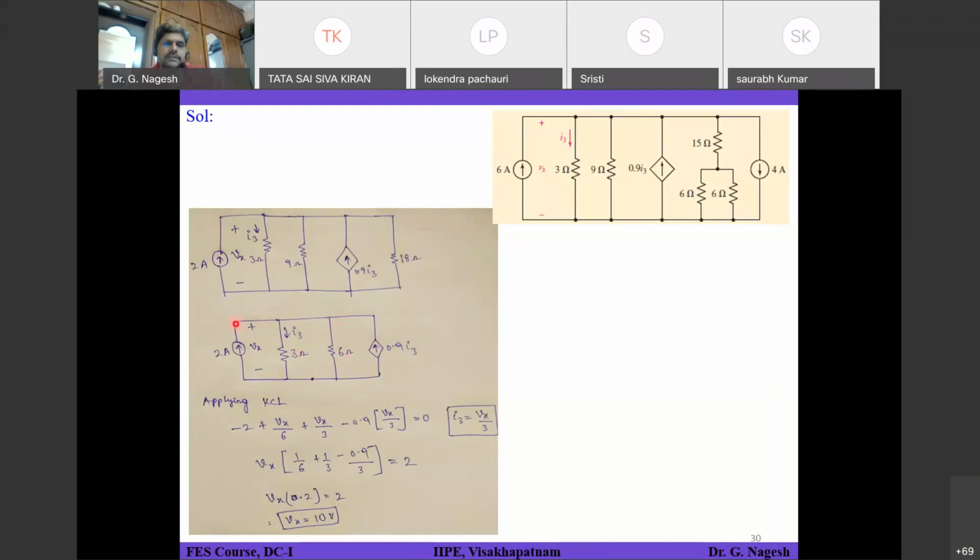I have stopped at this point, because they have asked the power delivered by this fellow and power delivered by this fellow depending on I3. So I3 I should know exactly to find the power delivered by the dependent current source. So that's the reason I have stopped at this level. If you want, you can simplify, then find Vx, then again come back to this circuit and then find I3. No issue.